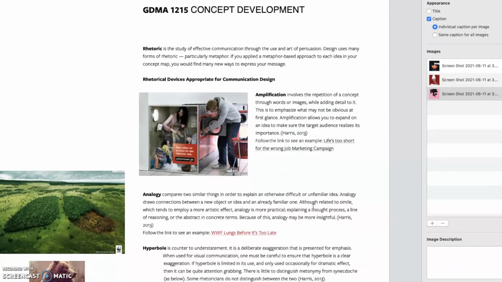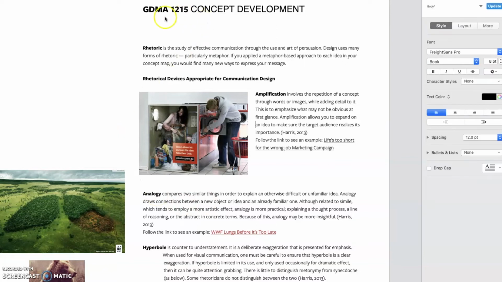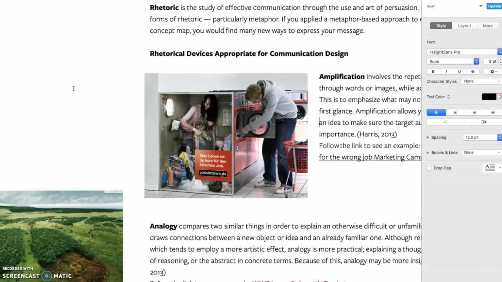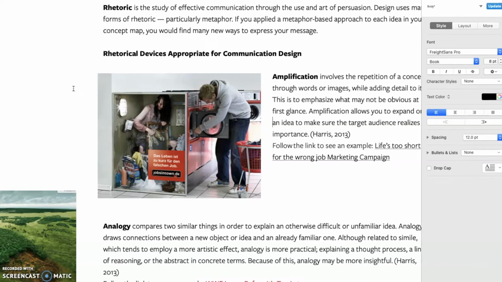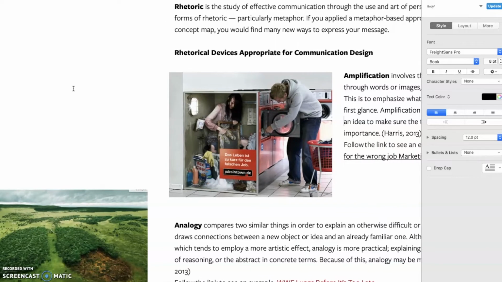So amplification is another type of device that we use in design. Basically it involves a concept, through words or images, that amplifies the actual subject that it's looking at. So this ad that we're looking at here, I'll just zoom in a little bit. This ad is showing a guy doing his laundry, and on the inside, instead of it actually being a machine, it's someone in there with an old-fashioned wash pan, and the ad is actually about life is too short for the wrong job. Meaning that basically this person is forced to do this type of work. And that's amplification. It's exaggeration.